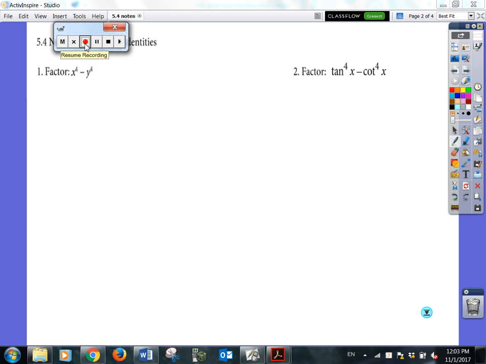So this is something you might have done, maybe not in Algebra 1, but Algebra 2, if you had something to the fourth. In Algebra 1, you learned about the difference of two squares. Then you factored a lot.